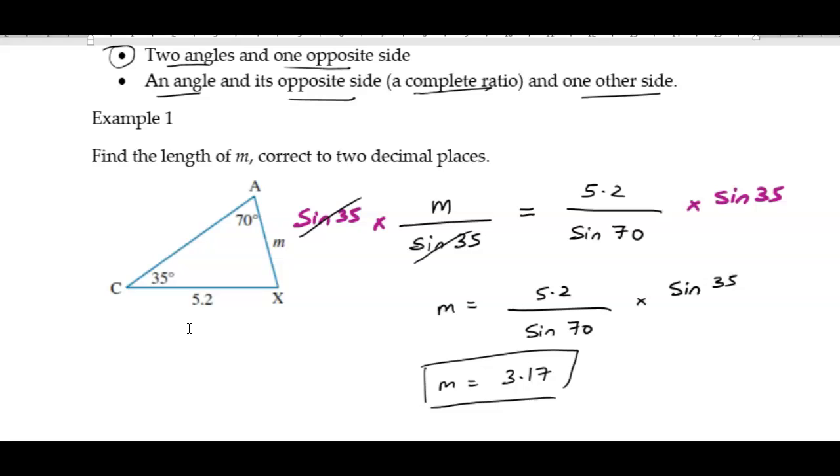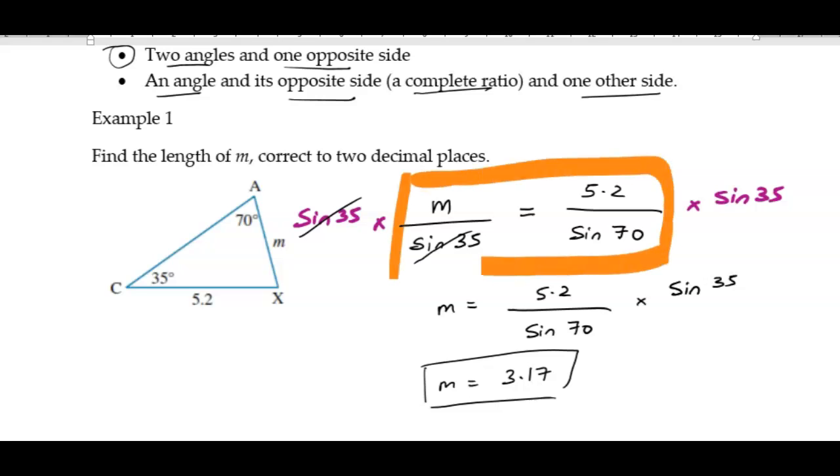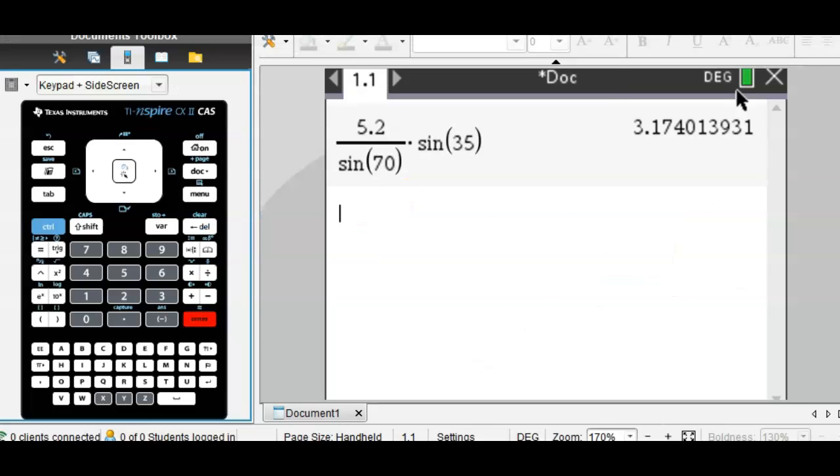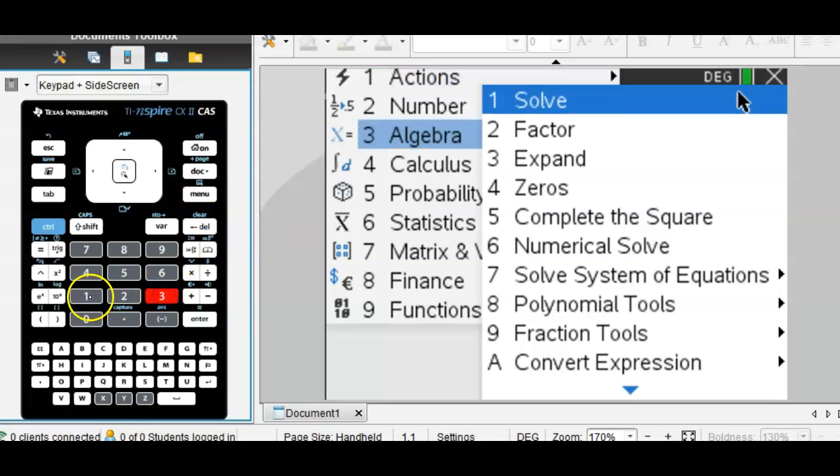Since we have access to a graphics calculator, when we're trying to solve for side lengths, we can use the solve function by simply entering this step directly into the calculator. So that's what I'm going to show you to do next. I'm going to go menu, algebra, solve.